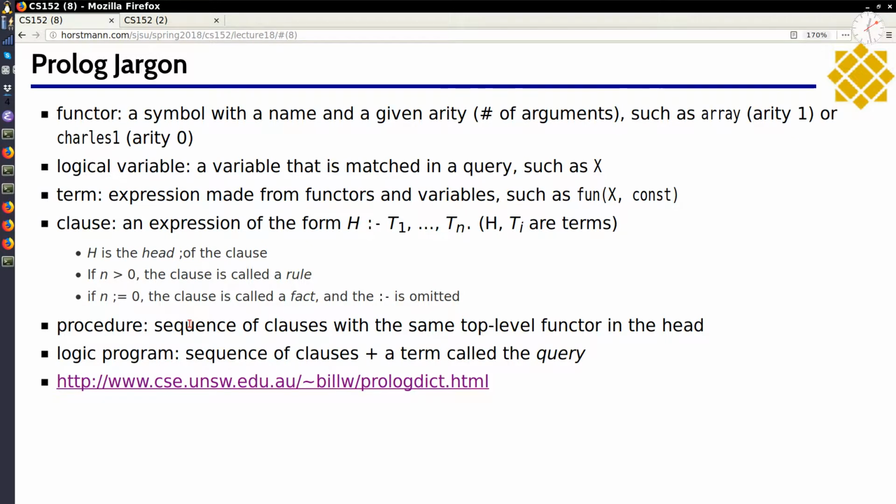Okay, so more jargon. These uppercase things are called logical variables. That's the only variables we have, but that's what they're called. And a term is an expression that's made up from functors and logical variables.